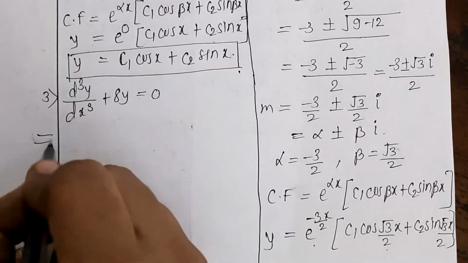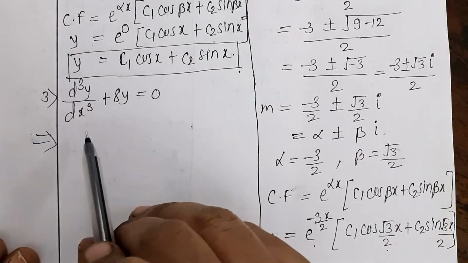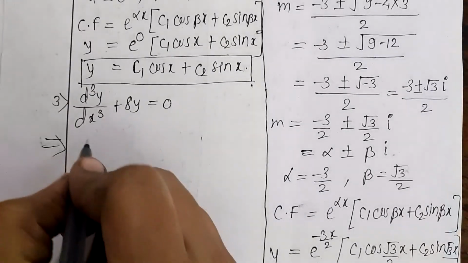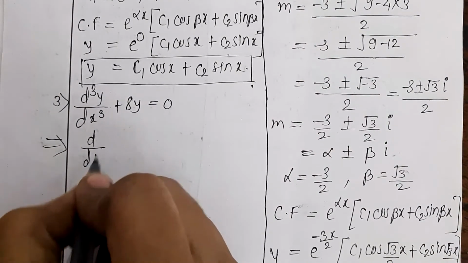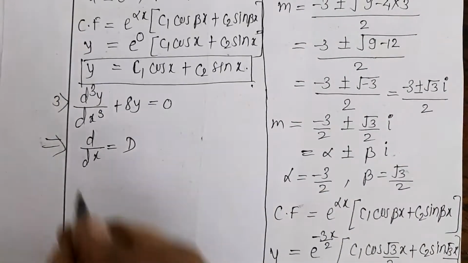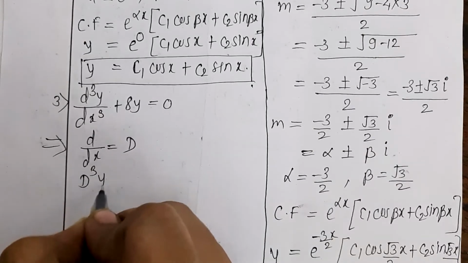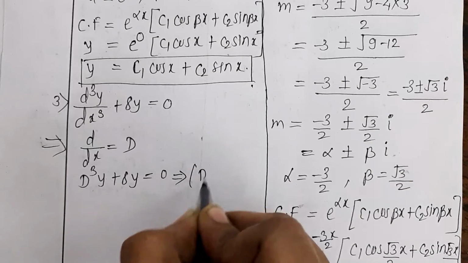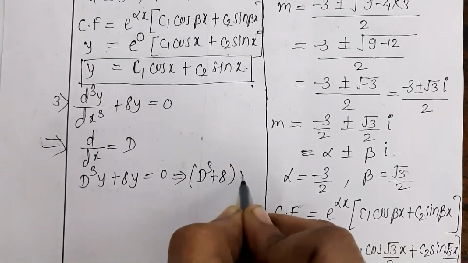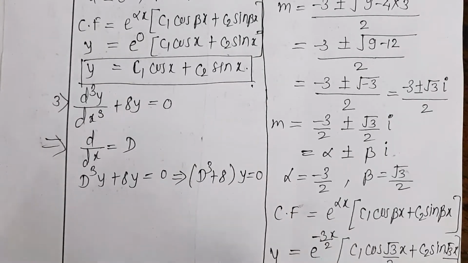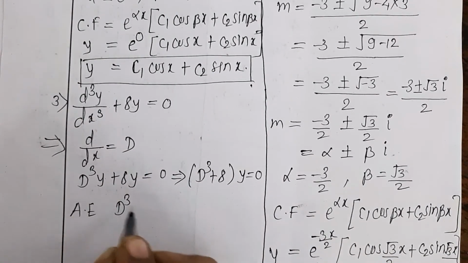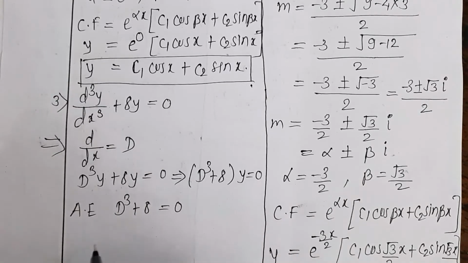Next example, d cube y by dx cube plus 8y is equal to 0. So again d by dx is equal to operator D. This can be written as D cube y plus 8y equal to 0, so D cube plus 8 multiplied by y equal to 0. Now find the auxiliary equation. The auxiliary equation is D cube plus 8 is equal to 0.